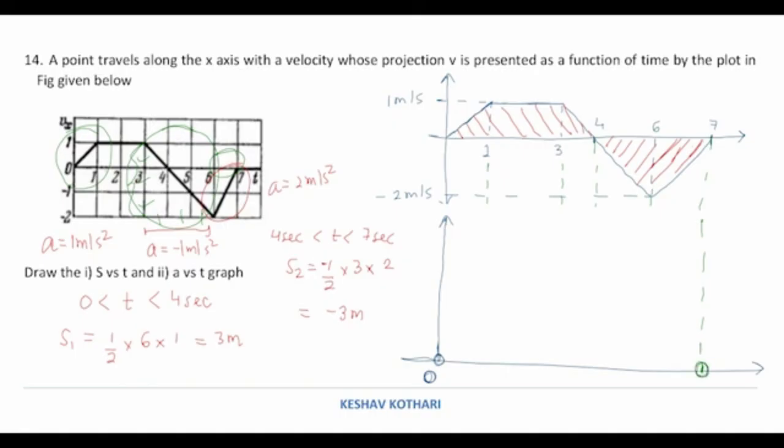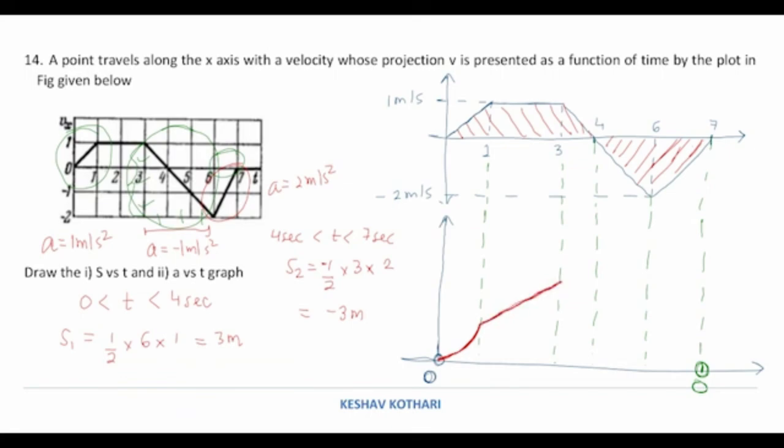So this is the reason why we have to be very observational about this particular question, because the velocity is playing its game at different times. In this part the velocity is increasing, acceleration is constant, so I draw the displacement time graph like this. Now from 1 second to 3 seconds the velocity is constant, so the displacement time graph will be a linear graph like this.